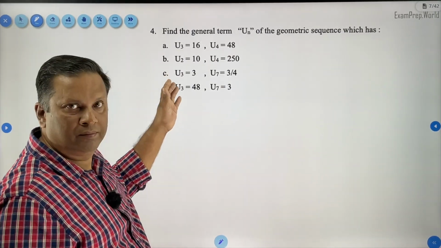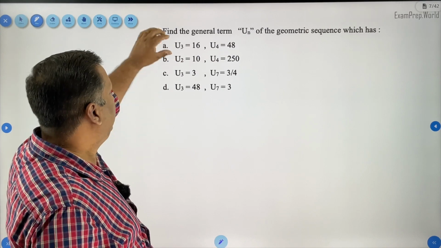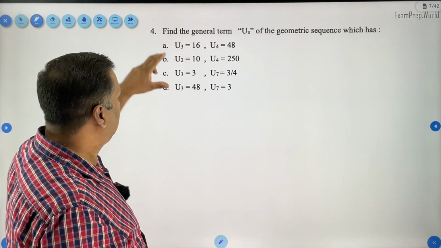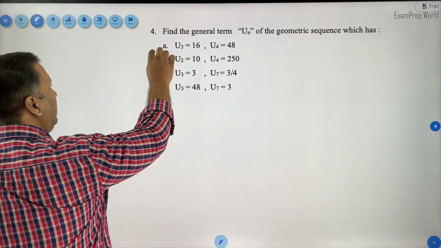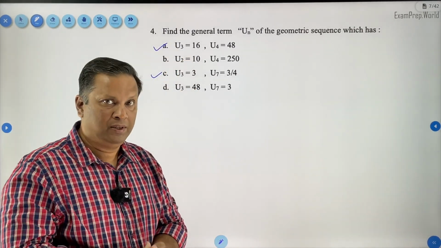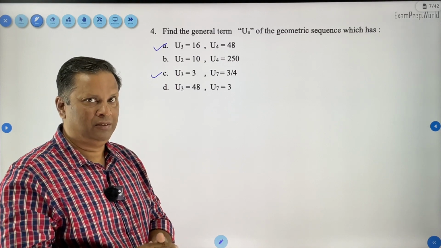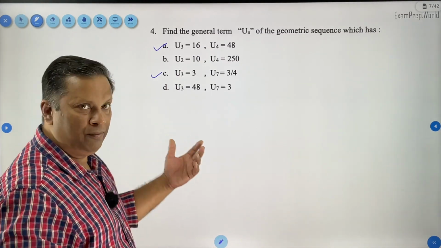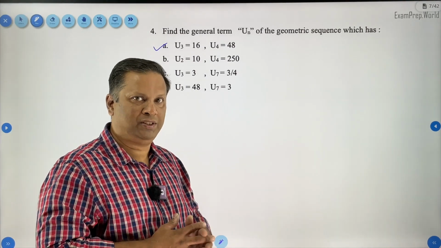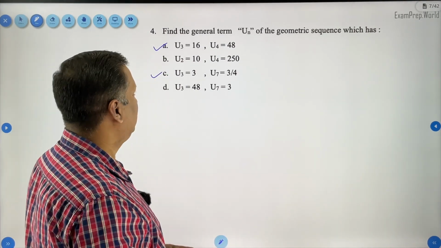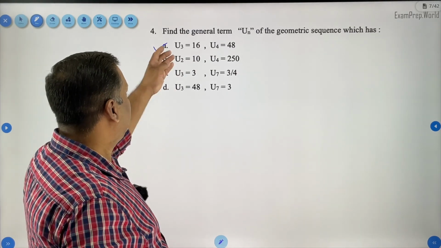Let's do this one. Here, they have given different terms: U3 is 16, U4 is 48. There are many questions here. I will do A and C for you, and this method will be the same. You can do them on your own and take it as a challenge. Even if you need support, it's already given in the mark scheme. You can check the solutions in our exercise. You will get the answers for each one. So let's begin with this.